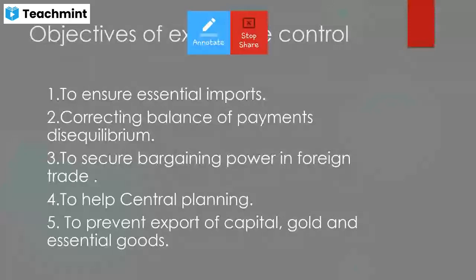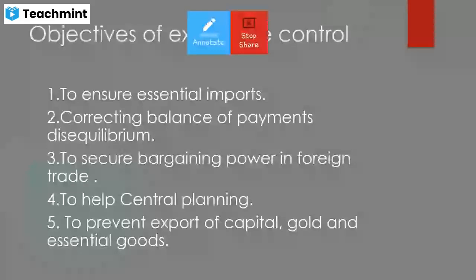And then correcting balance of payments disequilibrium. So exchange depreciation is there, devaluation is there. All these things are related to exchange control only. If there is an adverse balance of payment, if there is a disequilibrium in the balance of payment, then definitely we have to apply exchange control. So this is one more important objective for exchange control.